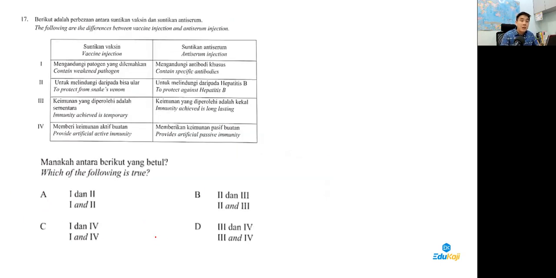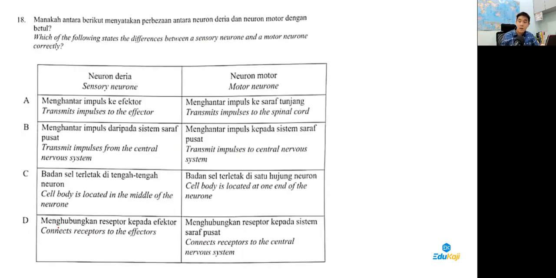Okay, guys, 17, just to compare vaccine and anti-serum. First one is fine. Second one is opposite. Last one is okay. Answer C. Very straightforward. Okay, 17C. And now we are in bab 12.